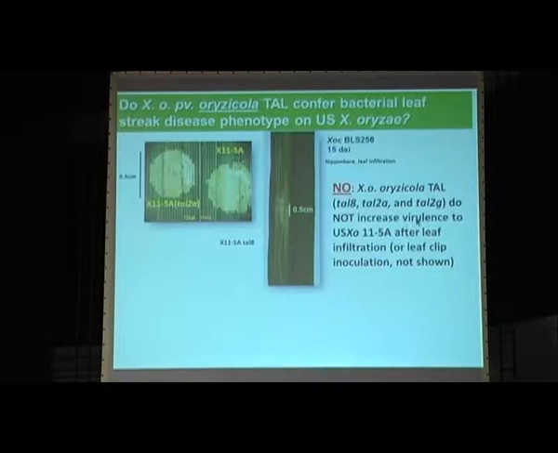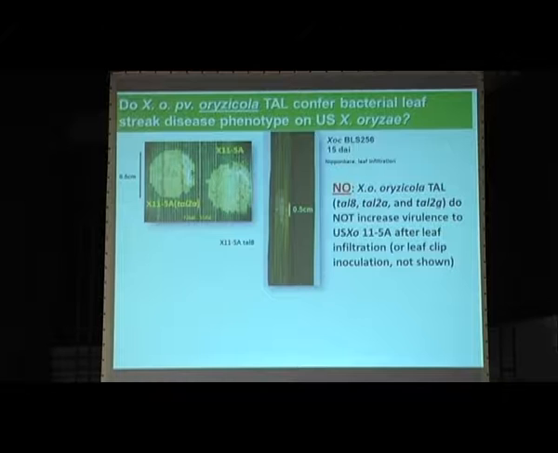So what about the other direction? What we did is we took TAL effectors from oryzicola, and these were contributed by our collaborator, Adam Bogdanov, and he had shown that some of these actually do indeed function in virulence for bacterial leaf streak. So we added these TAL effectors from Xanthomonas oryzicola, the leaf streak pathogen, into our U.S. strain and asked, could we convert it into a bacterial leaf streak type pathogen?